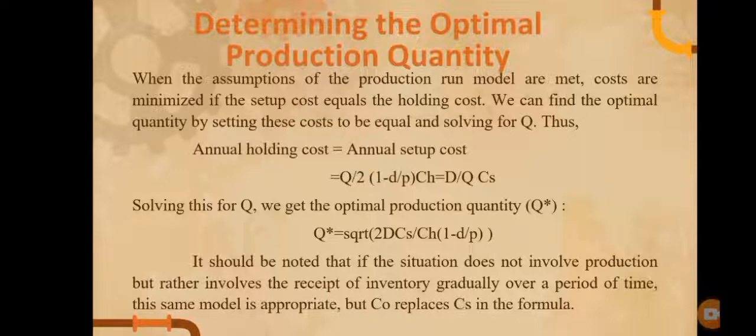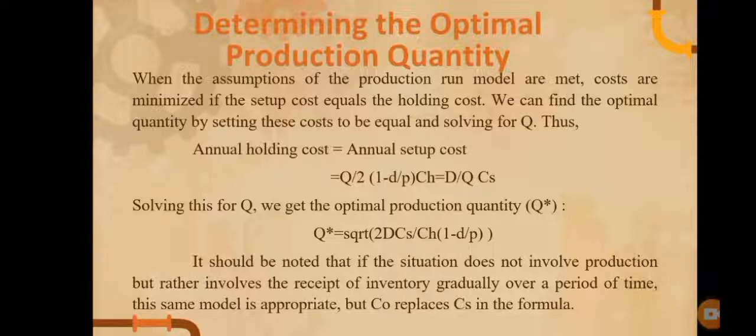So the formula will be the number of units per order over 2 times 1 minus the daily demand rate over the daily production rate, times our holding cost. So that is equivalent to the daily demand rate over the number of units per order times the setup cost. Solving for Q, we get the optimal production quantity.